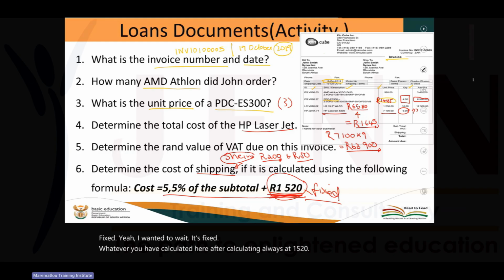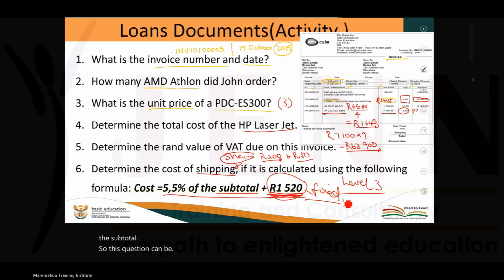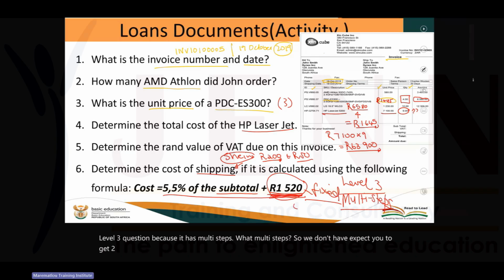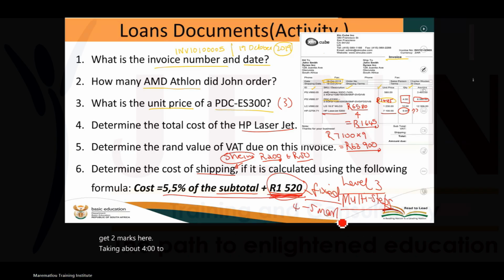Yeah, this is expensive. Okay, now, do we have the subtotal here? We don't have the subtotal, because for us to calculate the shipping amount, we need to get the subtotal. So this question can be a level 3 question because it has multi-steps. So we don't expect you to get 2 marks here. We are talking about 4 to 5 marks because it has steps.